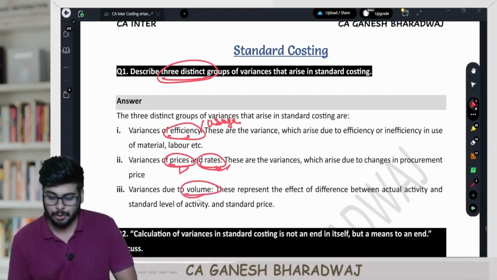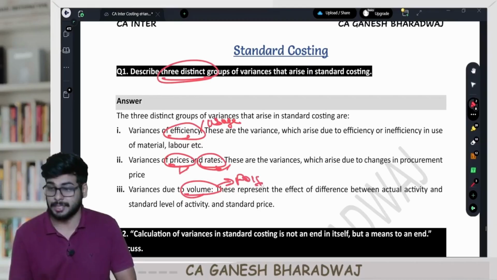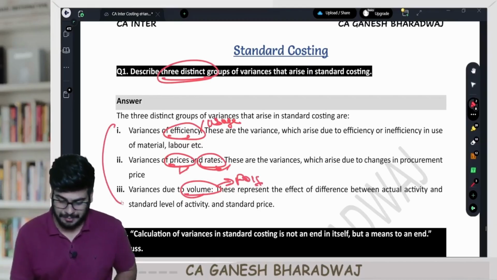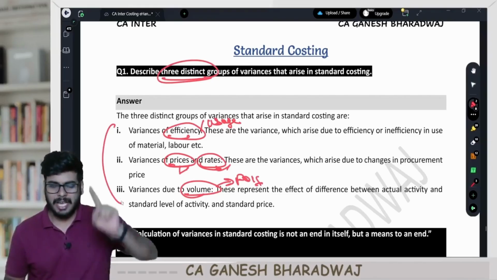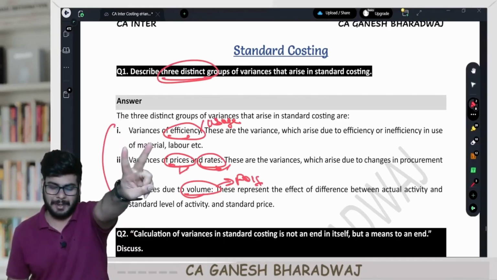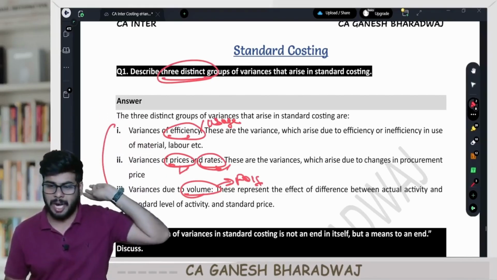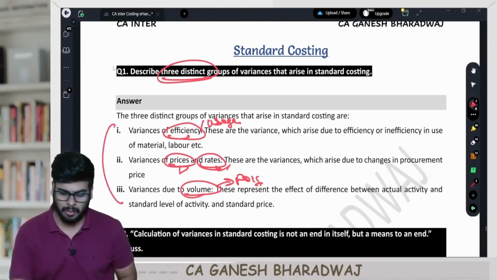And finally, you have variances due to volume. This is generally there only for fixed overheads. Are you clear with this? See how theoretically they have classified this. If in the exam they are asking you, practically you just write down efficiency, usage, prices and rates, and one more thing is volume. Are you clear with this? Logically you write it down. Why will they reduce marks?